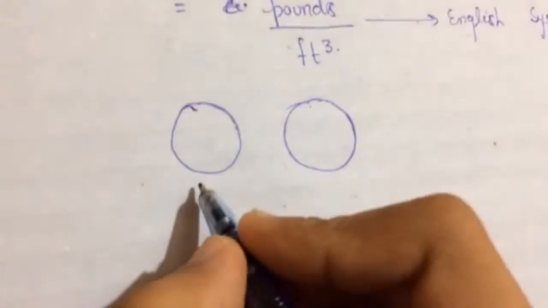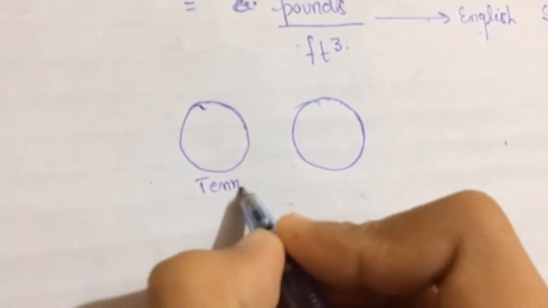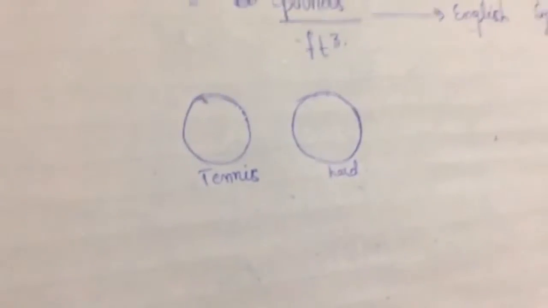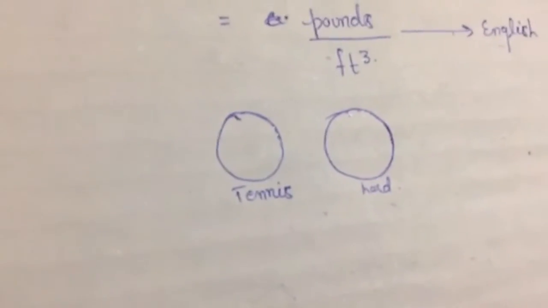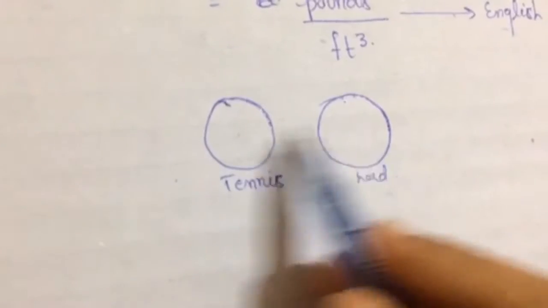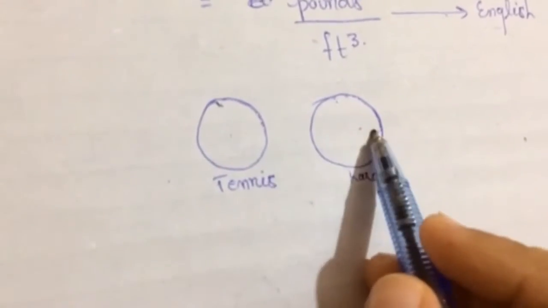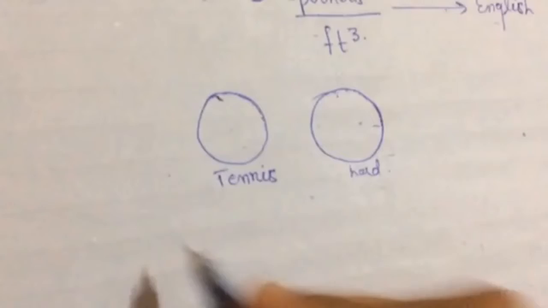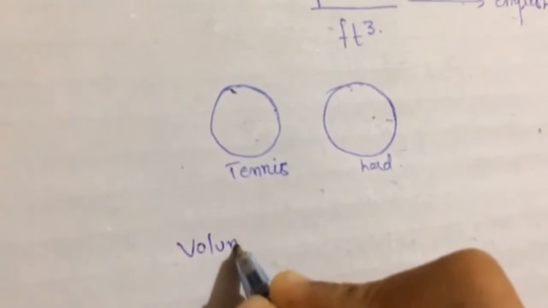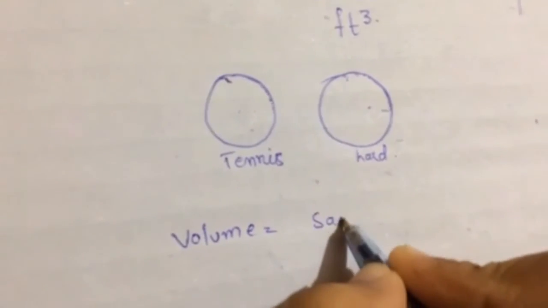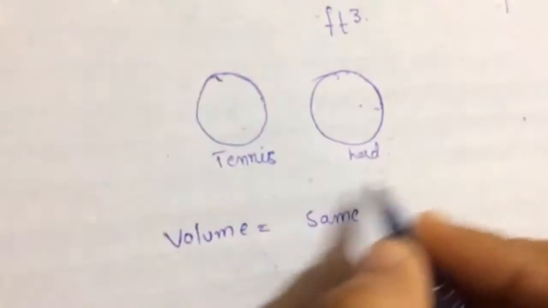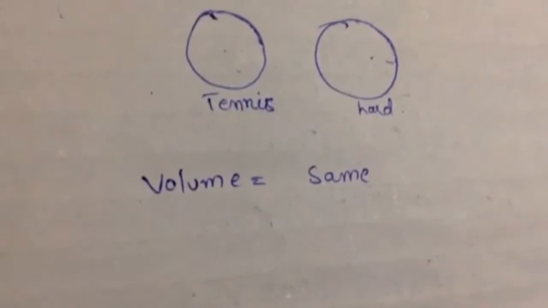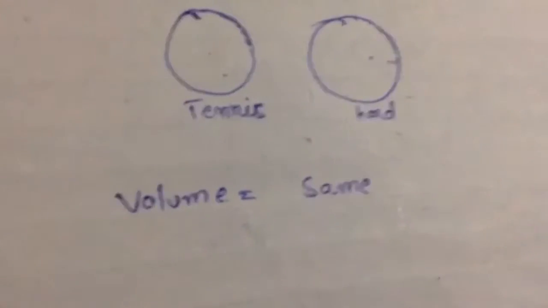One is the tennis ball, another is considered a hard ball. Simply, if we take the two balls, they occupy the same space, so their volume is the same. They have approximately the same volume, so we consider the volume a constant.